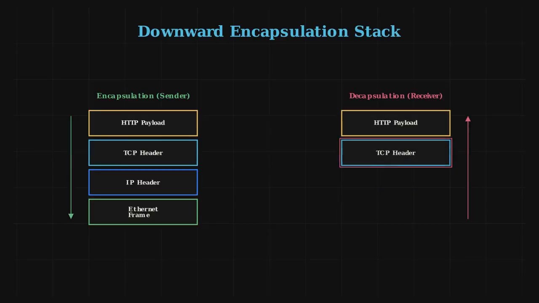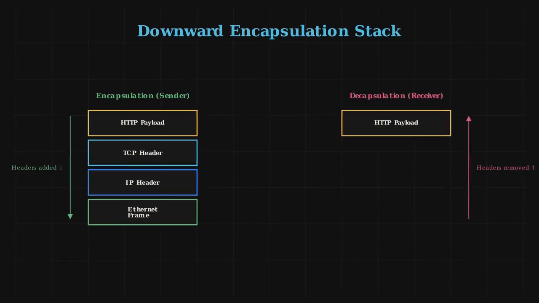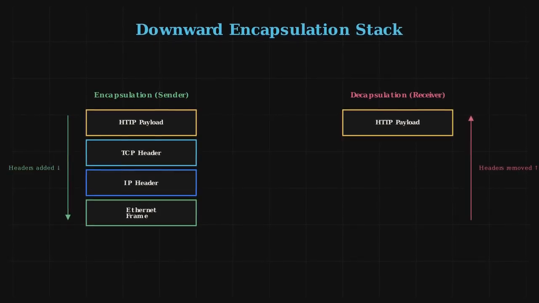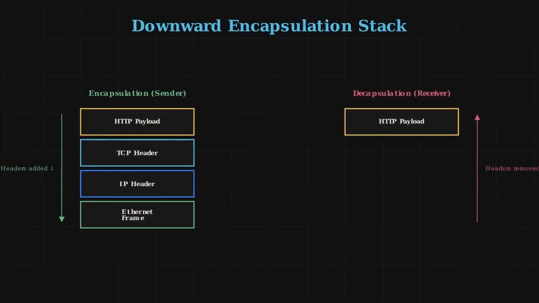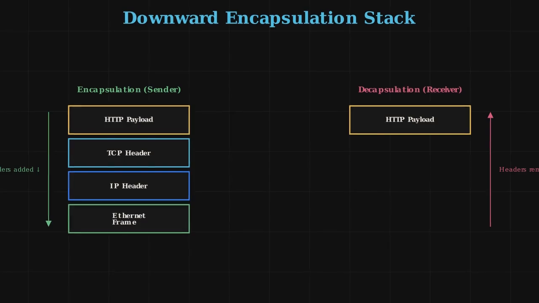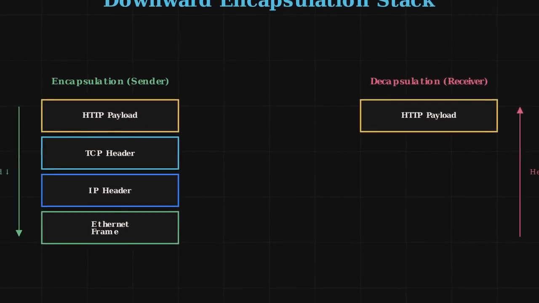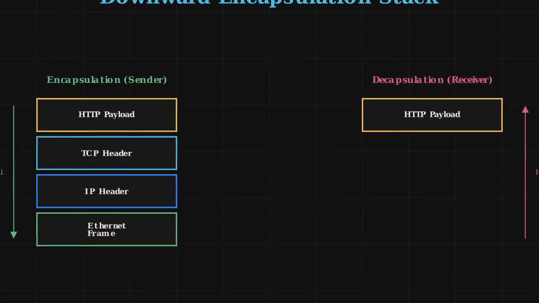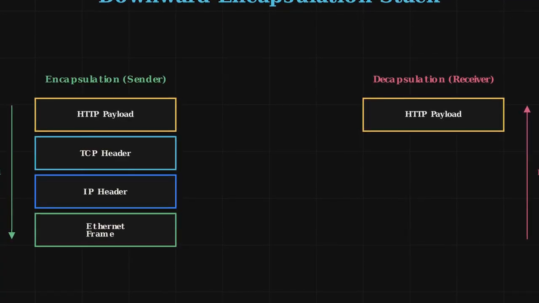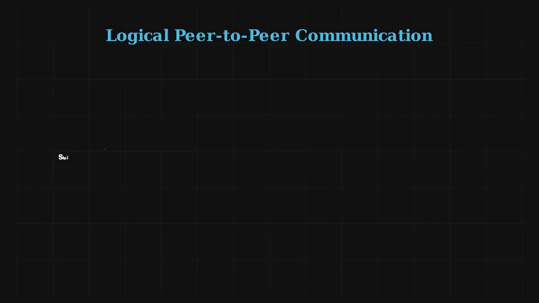The application layer generates the HTTP payload. The transport layer prepends a TCP header containing port numbers. The network layer adds an IP header with source and destination IP addresses. Finally, the link layer wraps this entire packet inside an Ethernet frame with a MAC header and a trailing CRC check. Encapsulation creates an elegant logical symmetry.